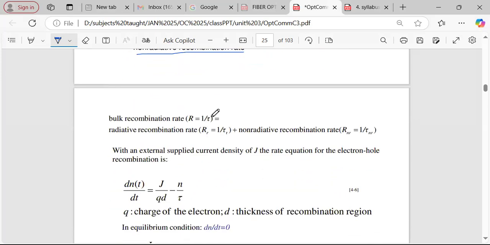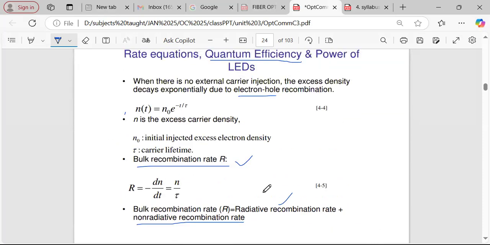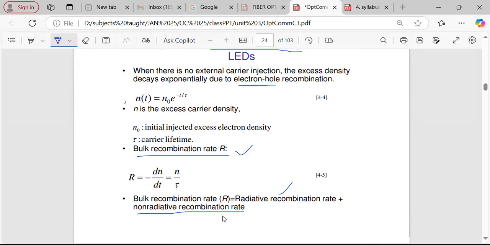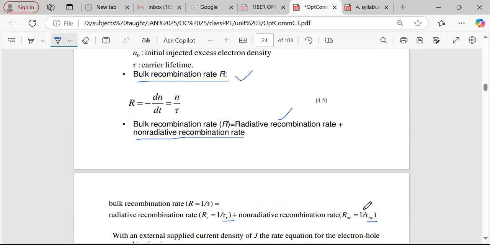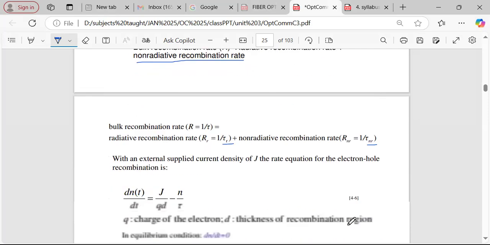So now the radiative recombination rate is given by 1 by tau r. This is the lifetime of radiative, and this is the non-radiative tau. Here we have seen the non-radiative recombination rate. This is the lifetime of those electrons and holes which recombine and radiate energy in the form of heat. So here two types of recombination rates, RR and RNR, are defined.